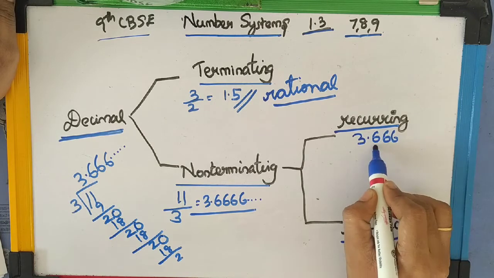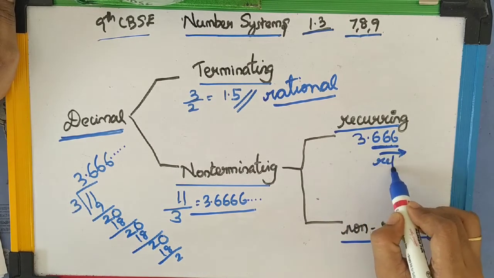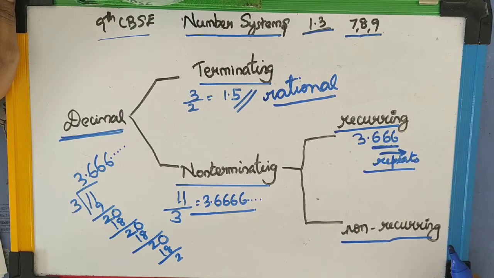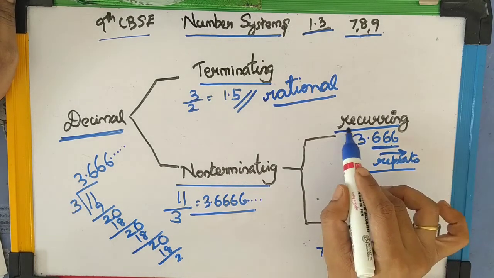What is recurring? Here in this example 3.666, the 6 continues itself. That is, it repeats itself. So this repeating is called as recurring decimal. What is non-recurring decimal? Here in this example 7.34567110, the digits after the decimal point will not repeat itself. This is called as non-recurring decimals.